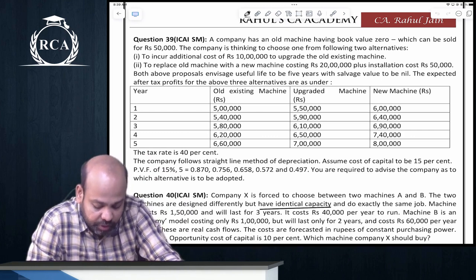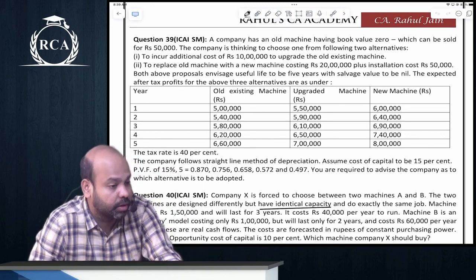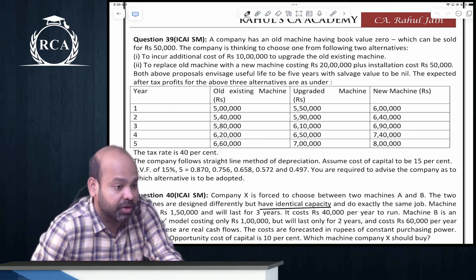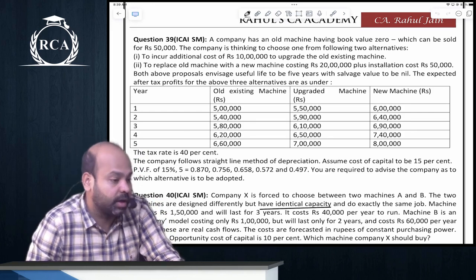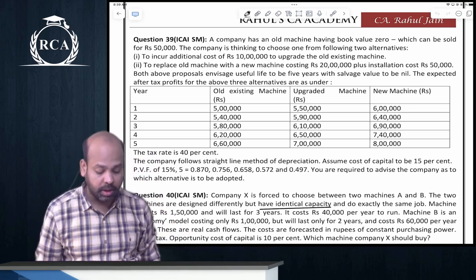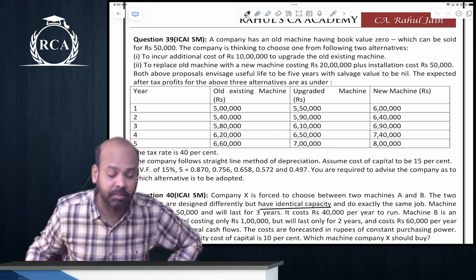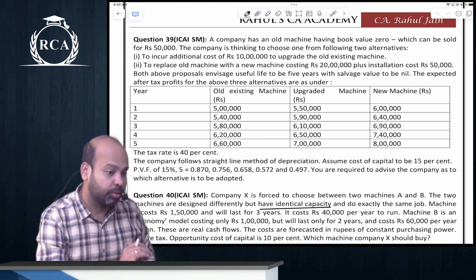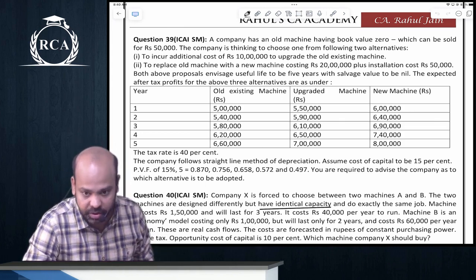The company is thinking to choose from one of the following two alternatives. You can incur an additional cost of 10 lakh rupees to upgrade the old existing machine. So this upgradation cost as such beta will increase the book value. 10 lakhs is upgradation cost. It will be capitalized, yes or no? Or replace the old machine with a new machine costing rupees 20 lakhs plus an installation cost of 50,000. So in incremental cash flows beta, under alternative 1 you will directly take an outflow of 10 lakhs, but under alternative 2 you will take 20 lakhs 50,000 minus the sale value of the existing asset, because only under the second option are you going to sell the existing asset. Under the first option you're not going to sell, you are upgrading the existing machine. Okay?